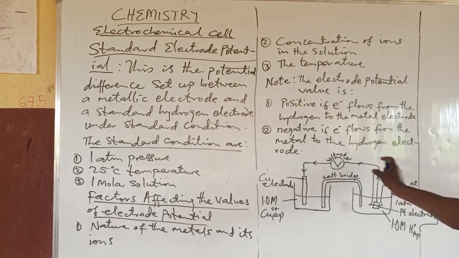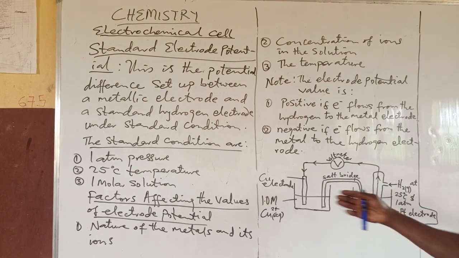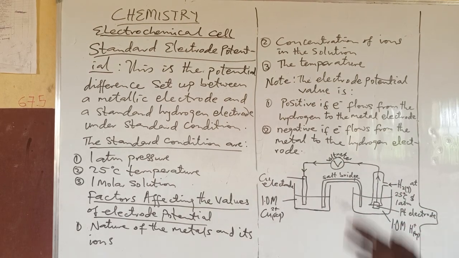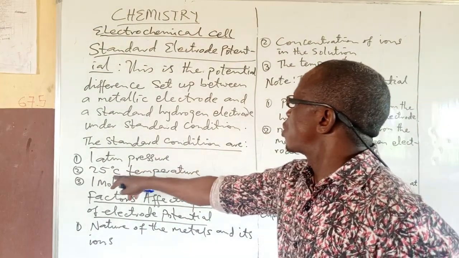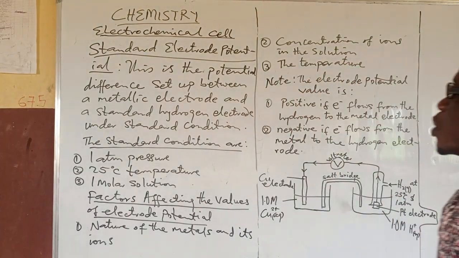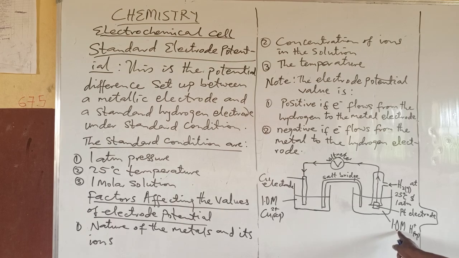Now, if I allow this to run, we can see that we talked about standard conditions there. The standard conditions are 1 atm pressure, 25 degrees Celsius temperature, and 1 molar solution. So if you check the pressure here, 1 atm, you see the temperature is 25 degrees Celsius, and the solution must have this concentration, 1 molar solution. Salt bridge must also be there.